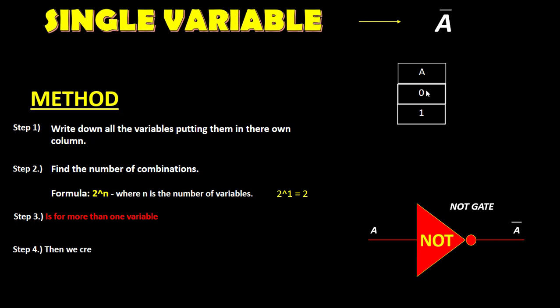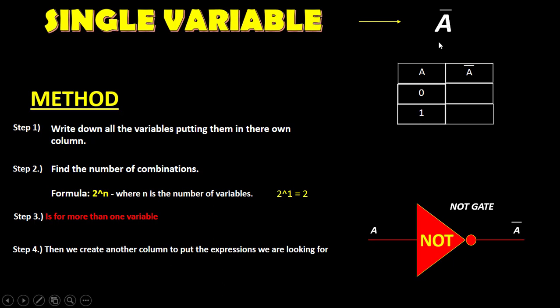Step 4, we create another column for the expression we are looking for. So to create another column, we create it here next to the truth table. So the expression we're looking for is not a. So there's the other column.